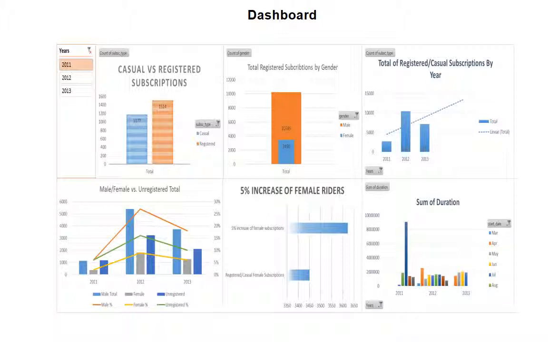My sixth chart is the sum of duration of the total rentals, and this is just important for them to see because they'll know how long their bikes are being rented, which months are doing better and all, which is important for them all to understand.